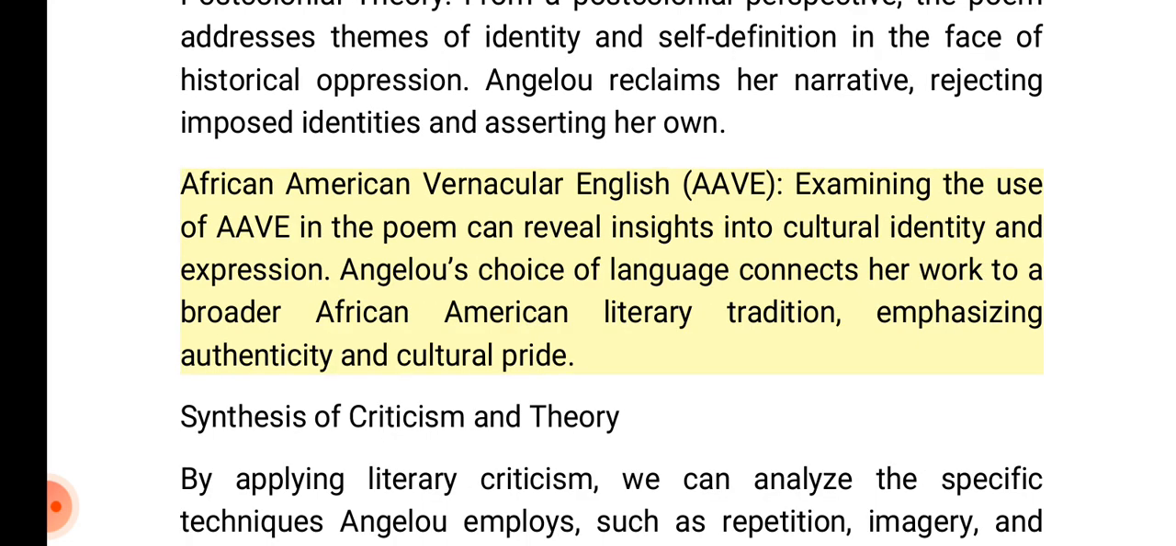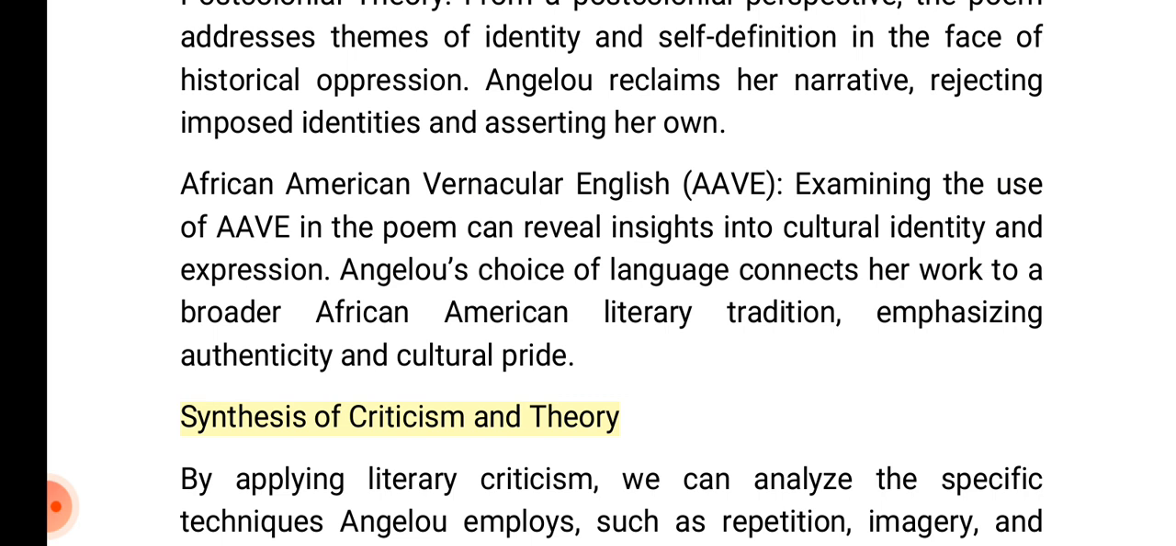African American Vernacular English (AAVE). Examining the use of AAVE in the poem can reveal insights into cultural identity and expression. Angelou's choice of language connects her work to a broader African American literary tradition, emphasizing authenticity and cultural pride.